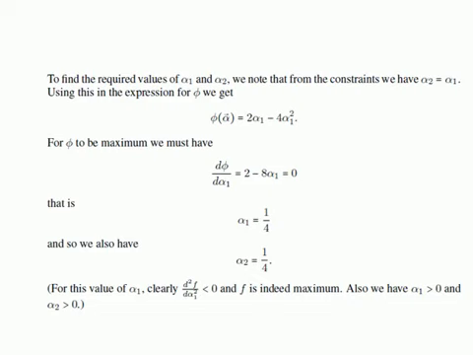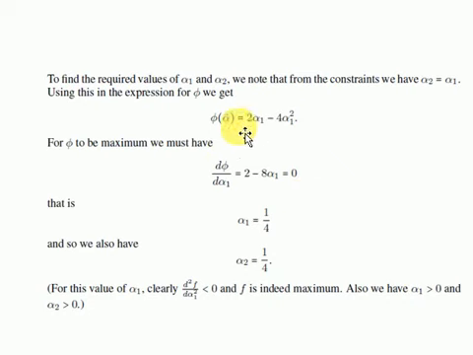To find the required values of alpha 1 and alpha 2, we got to apply this obtained result, that is alpha 2 is equal to alpha 1. So replacing alpha 2 with alpha 1 in the previous equation, we get a new value of phi. Phi is obtained as 2 alpha 1 minus 4 alpha 1 square. So we got an equation in terms of alpha 1 alone. Now for this function phi to be maximum, we got to differentiate it with respect to the unknown term, that is alpha 1, and equate it to 0.